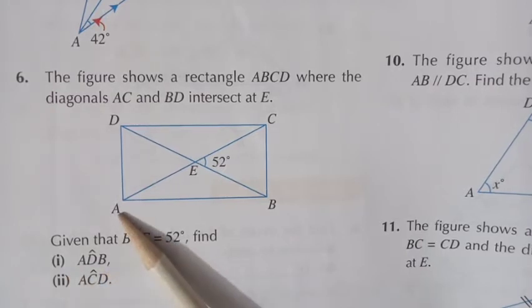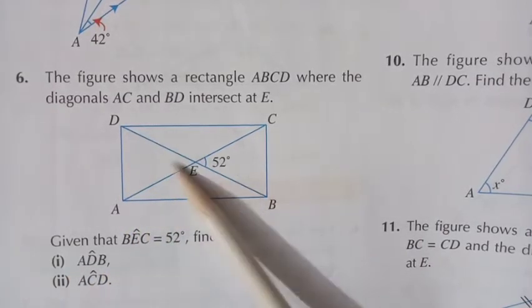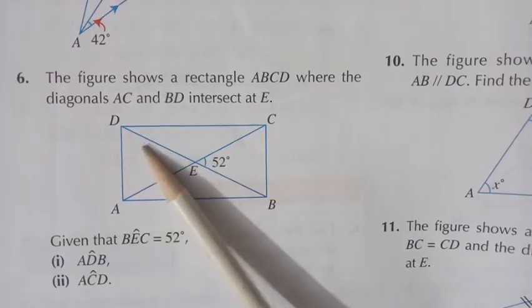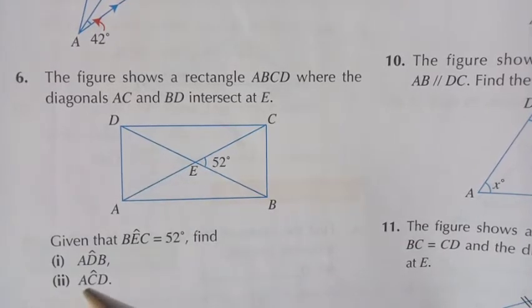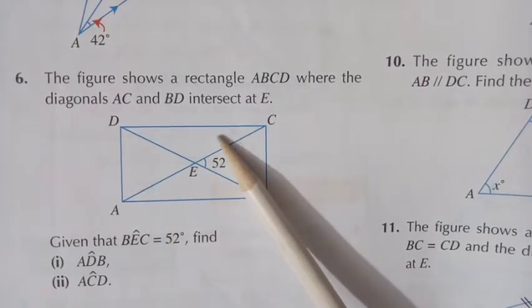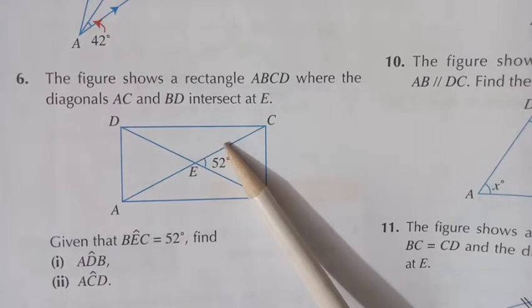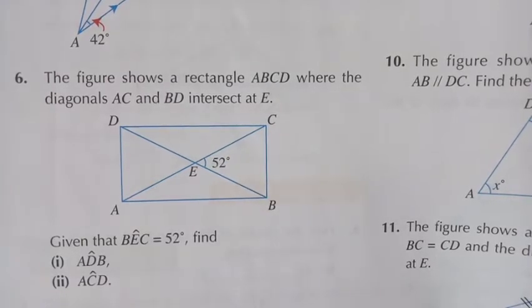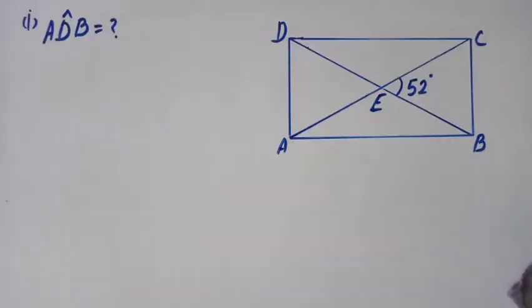ADB, this angle we have to find out. Part 2, ACD. ACD, this one angle we have to find out. Right, now its solution. In this figure, part 1, we have to find out the angle ADB.